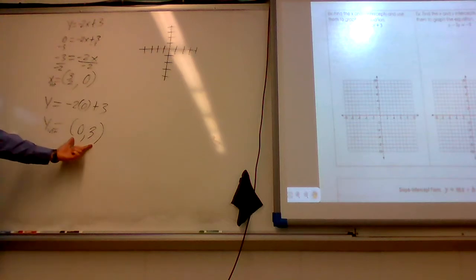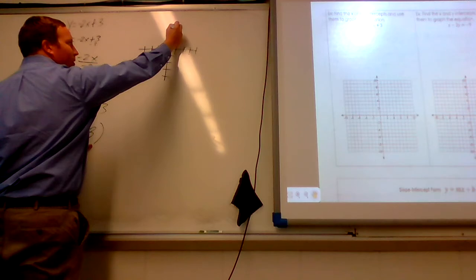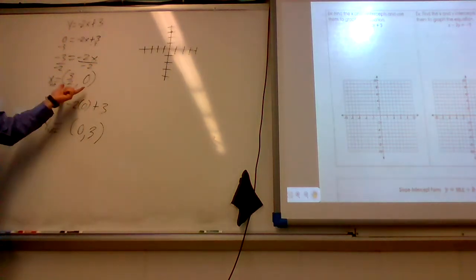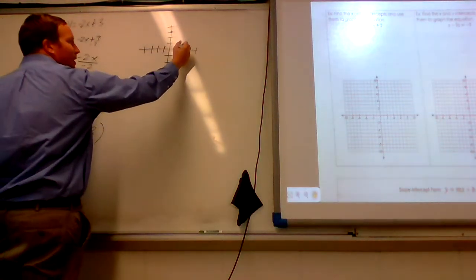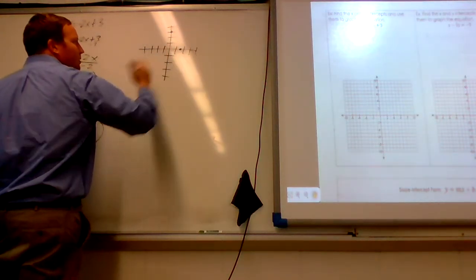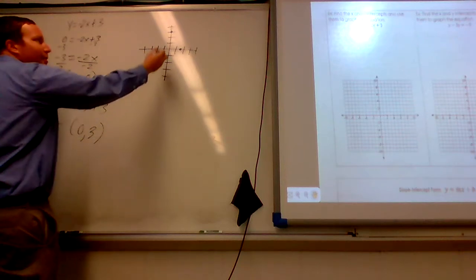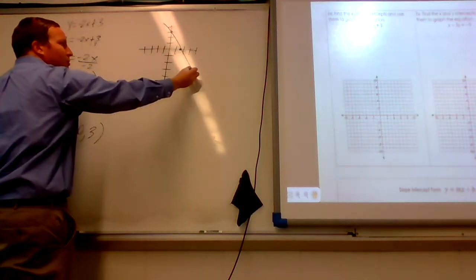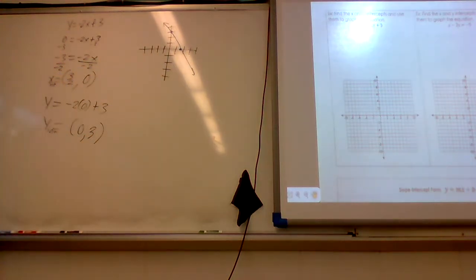So our y-intercept is at 0, 3, so 0 on the x-axis, 3 on our y. And our x-intercept is at 3/2, so 1 and 1/2. So we've got 2 points, and that's all the points we need to draw a linear function, to draw a line. There's my graph.